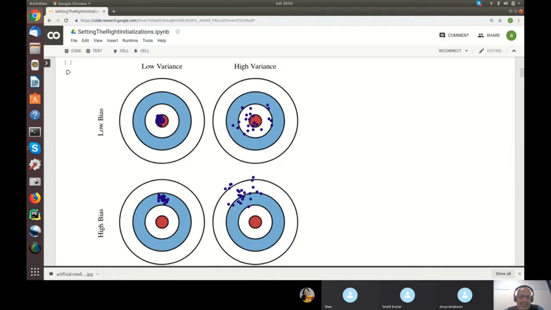So let's look at the case of bottom left, high bias and low variance. So the target is the red dot, but we are consistently missing the red dot. What's interesting is that all the points that we are getting have a very low variance.